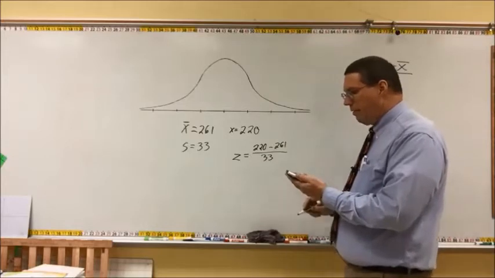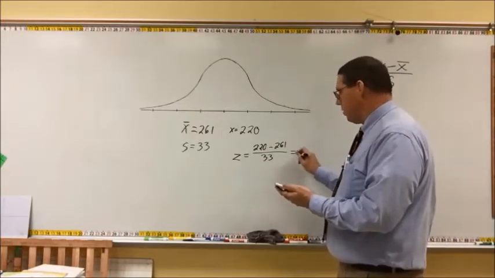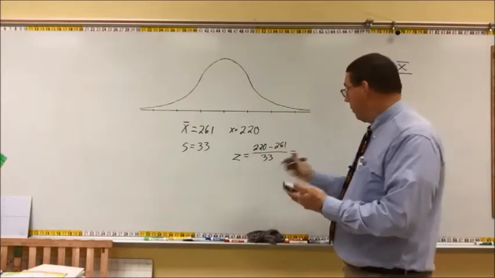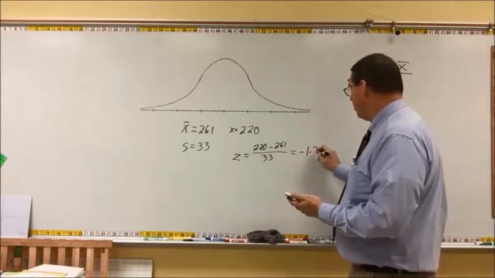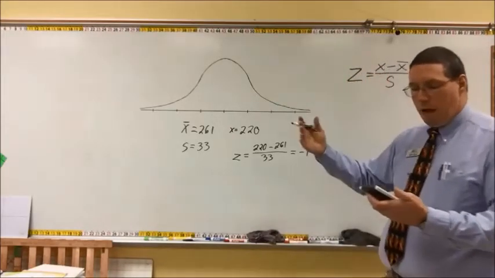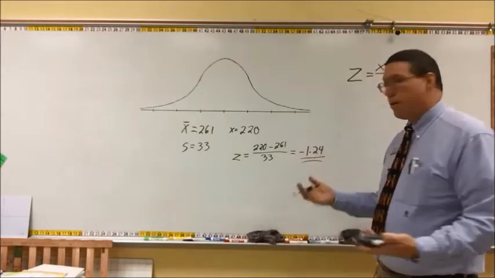divided by 33. That's going to give me negative 1.24242424. And what that means is I'm going to stop at negative 1.24. So negative 1.24. And that 4 did not need to be rounded up because the next number is a 2. And so there is my z-score.